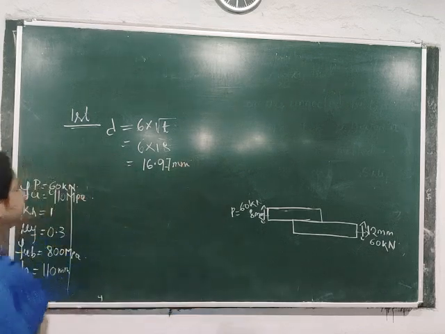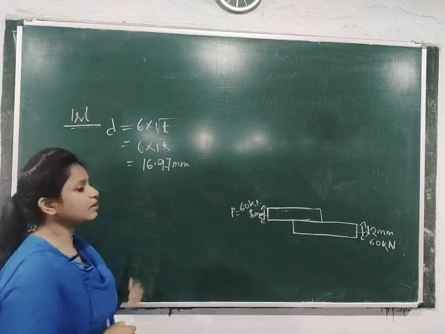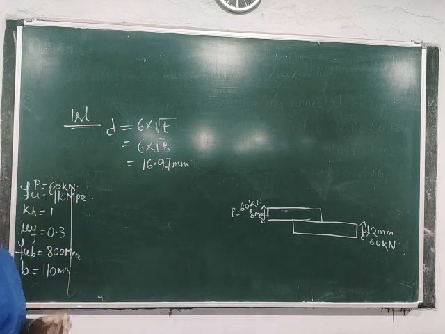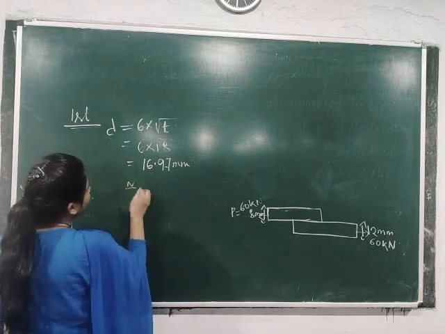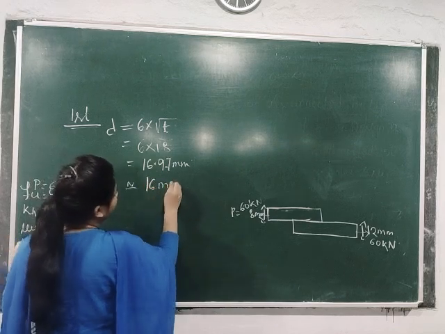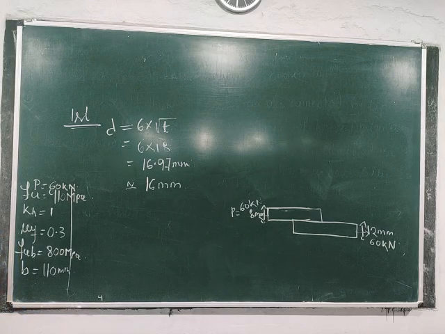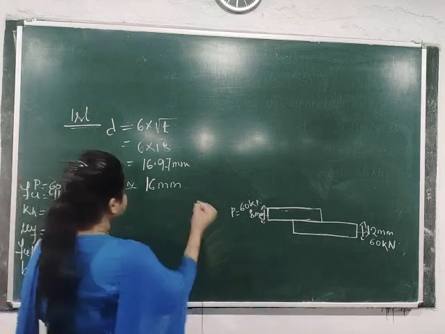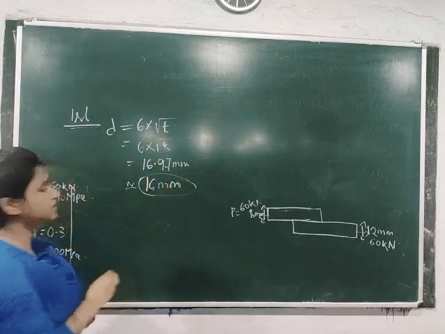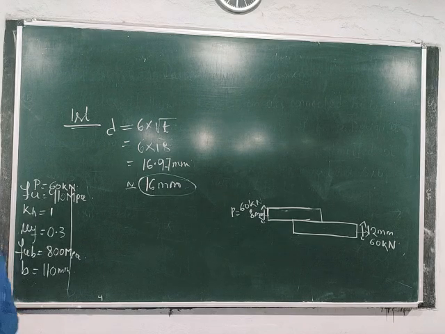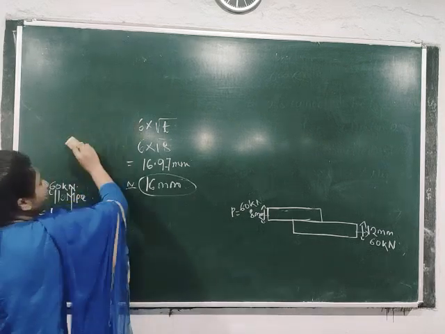So as I have already told, after calculating the diameter of the bolt from Unwin's formula, just round up the value according to the available size of the diameter of the bolt in the market. So we can round up this value as 16 mm or 18 mm, as 17 mm is not generally available in the market. So I am taking the diameter of the bolt as 16 mm. So in the first step we have calculated the diameter of the bolt.